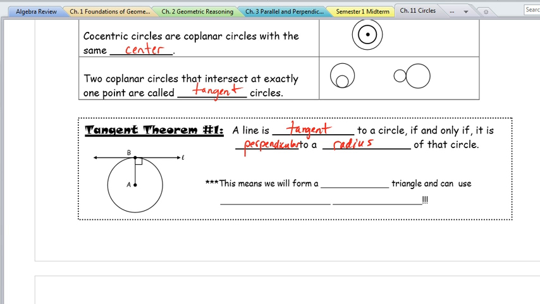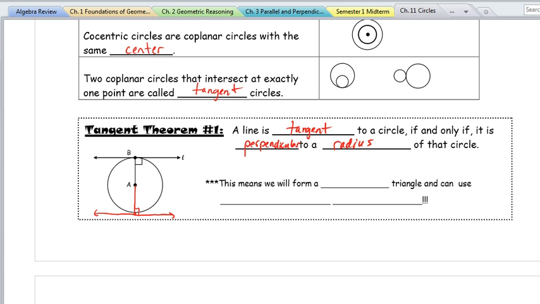Meaning, in the picture I have on the left, AB is perpendicular to LB, which means there is a right angle. Keep in mind, this radius could be anywhere. You could have another tangent line down here, and they intersect at that point, and they would make a right angle. So anywhere you see a radius and a tangent line, they're going to make a right angle.